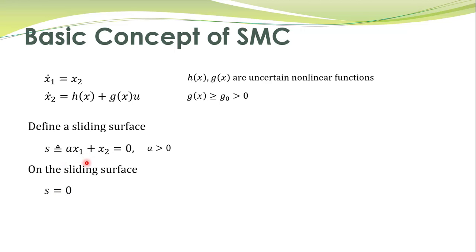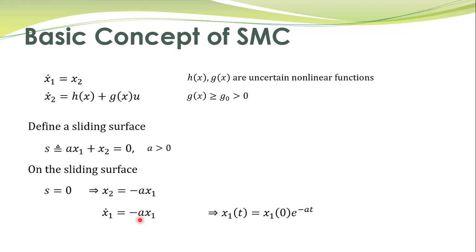That is, if we can somehow ensure s equal to 0, then what does that mean? From this equation we see that s equal to 0 implies that x2 is equal to minus a x1. And from this first equation we have x1 dot is equal to x2, and x2 is equal to minus a x1. Therefore x1 dot is equal to minus a x1. So if we can ensure s equal to 0, that means x1 dot is equal to minus a x1. And what is the solution to this first order differential equation?